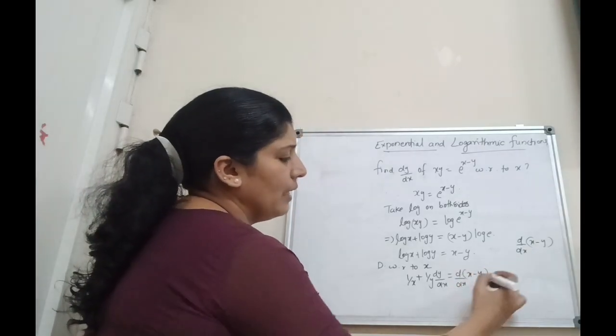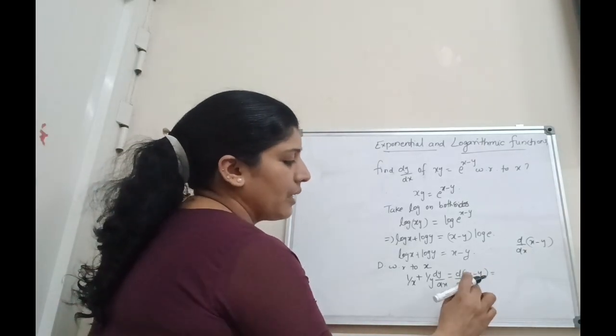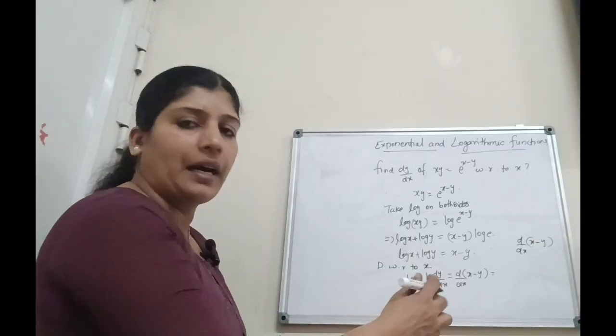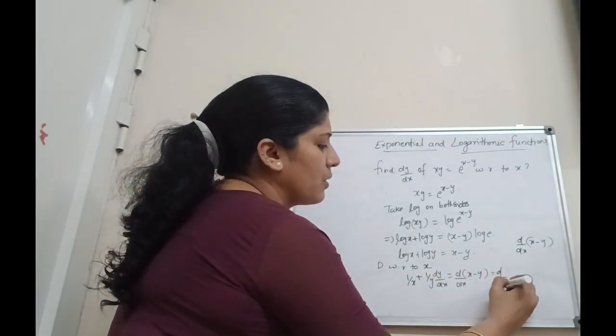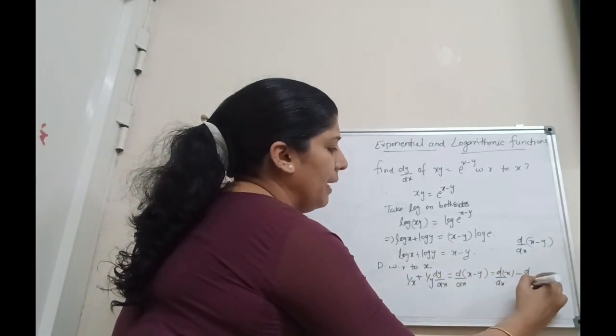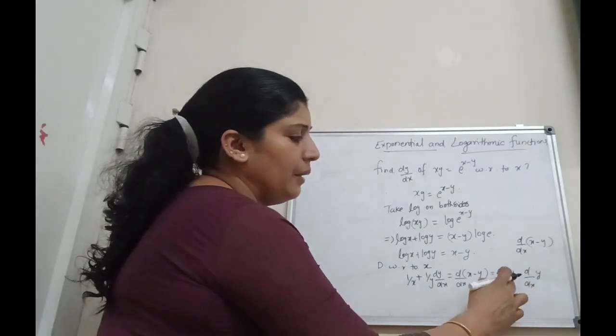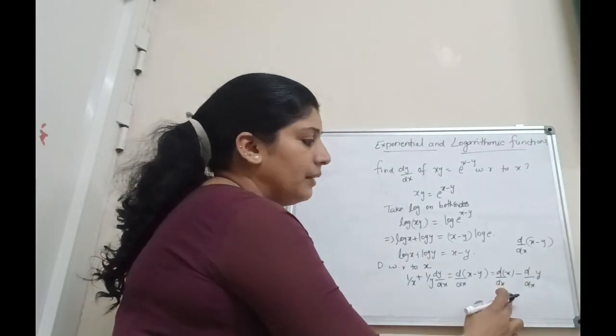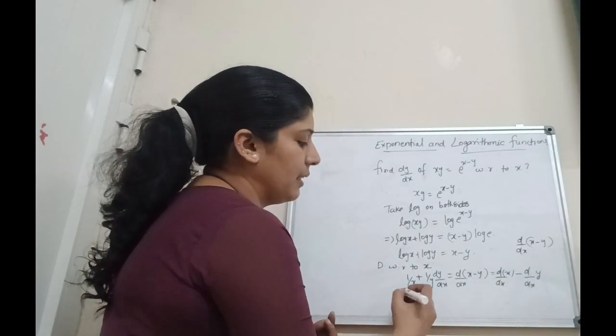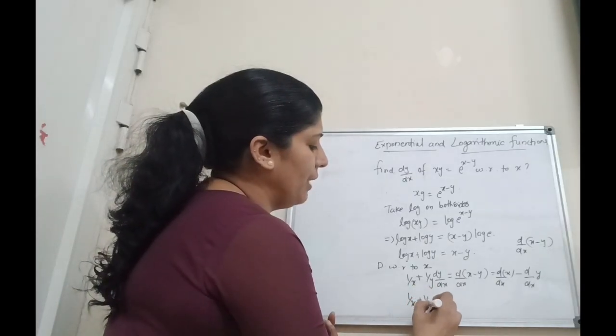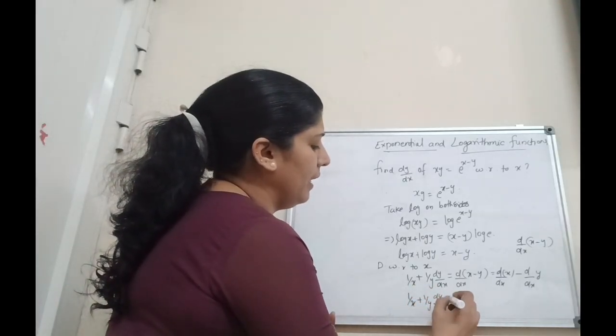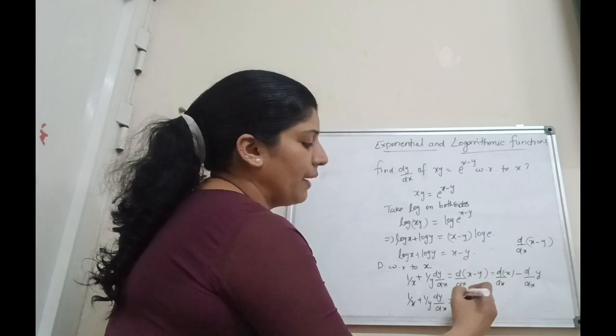It can be written as d by dx of x minus d by dx of y. We know that d by dx of x is 1. Then 1 minus dy by dx. That is 1 by x plus 1 by y dy by dx equal to, what? D by dx of x is 1.